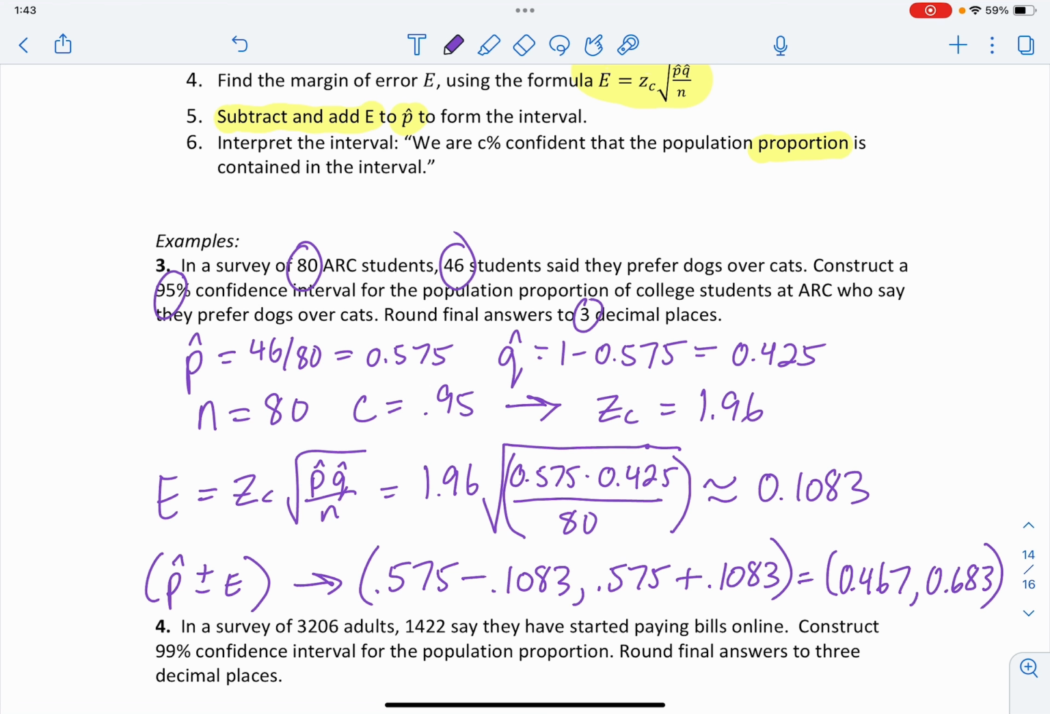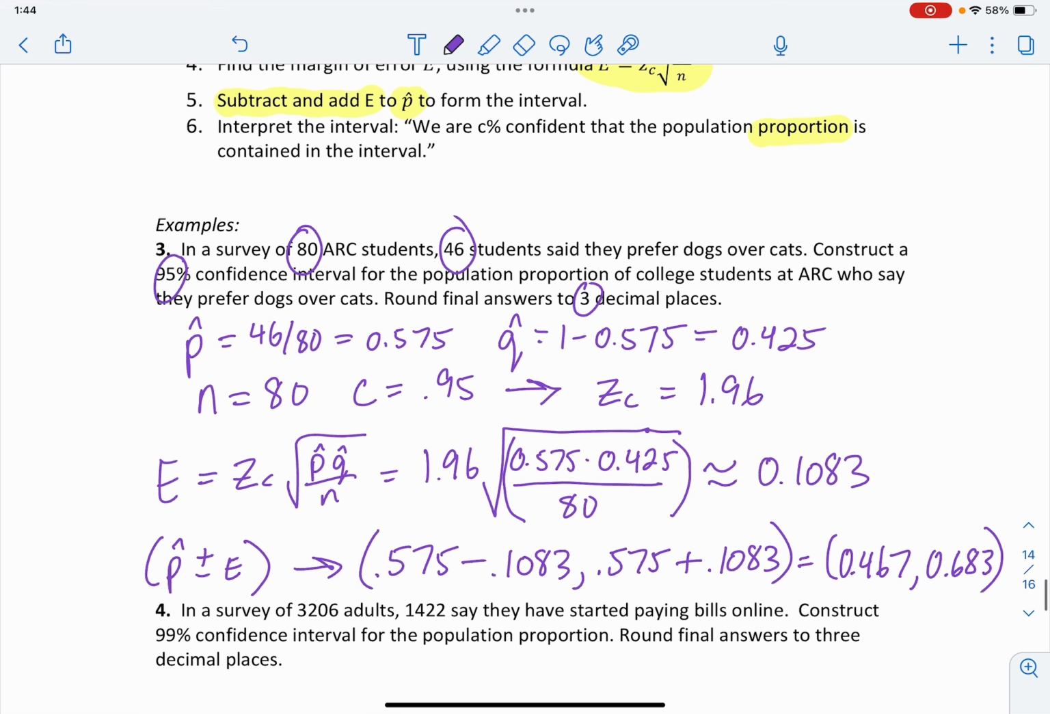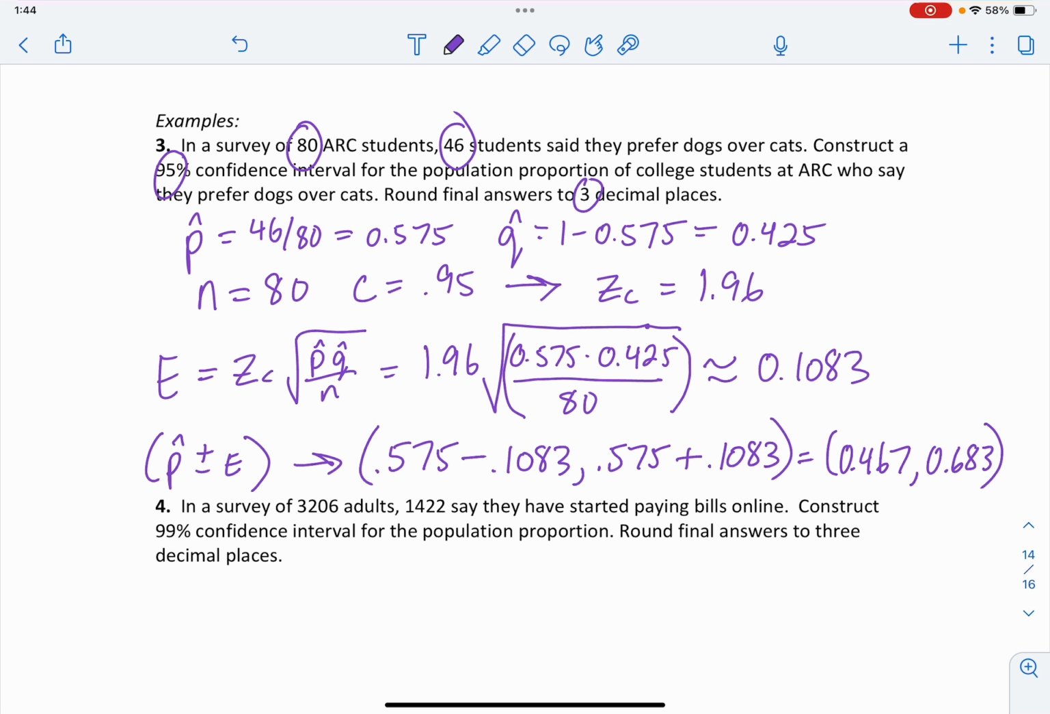And I can say the interpretation, I won't write it because I'm not in my room, but we are 95% confident that the true population proportion is between 46.7% and 68.3%. Right? So we've captured that population proportion, of the percentage of people that like dogs. Okay. So there we go.